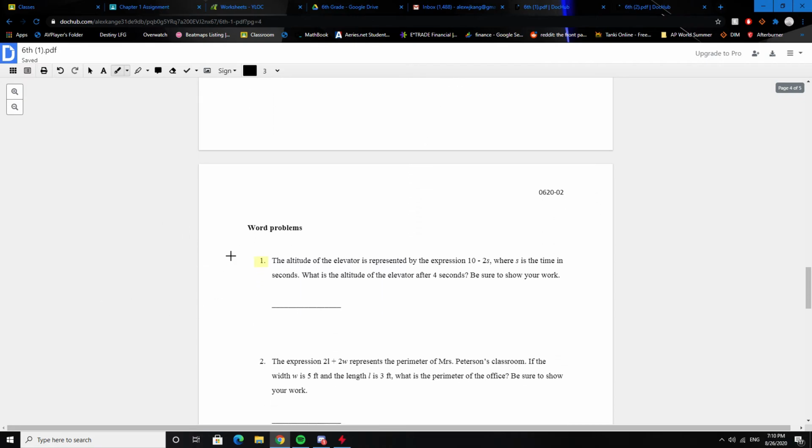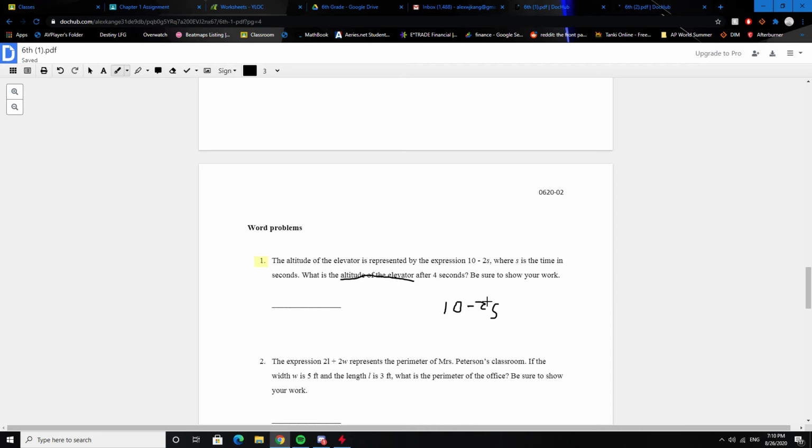For a word problem, I'll just do this one for you guys. The altitude of the elevator is represented by the expression 10 minus 2s, where s is the time in seconds. What is the altitude of the elevator after 4 seconds? Be sure to show your work. So the question is asking for the altitude of the elevator after 4 seconds, and the expression is 10 minus 2s.